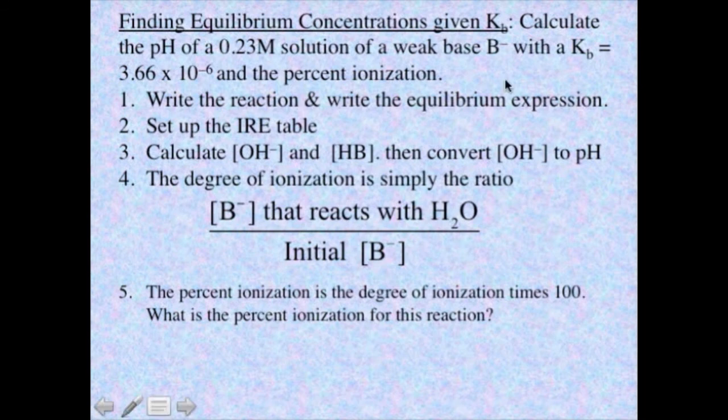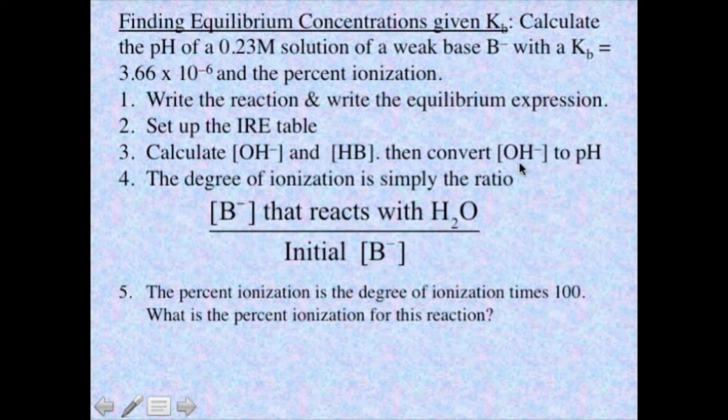So now try this problem. Calculate the pH of a 0.23 molar solution of a weak base, B minus, with a Kb of 3.66 times 10 to the minus 6. And then calculate the percent ionization. So write the reaction first and write the equilibrium expression. Set up the IRE table and then use the mass action equation to calculate the hydroxide ion concentration and the conjugate acid HB concentration. Don't forget to convert the hydroxide ion concentration to pH.